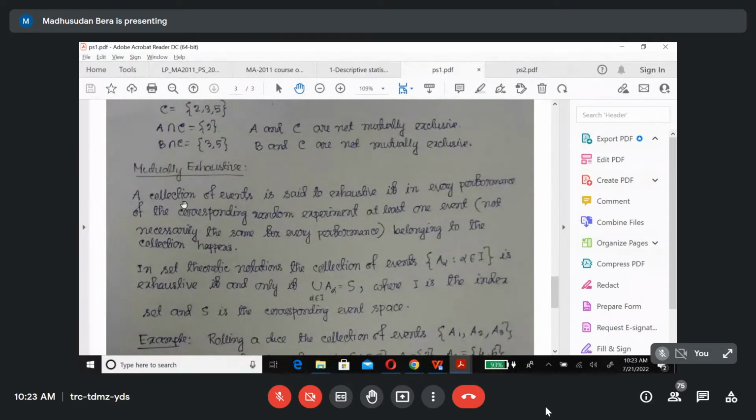Here it is given: a collection of events is said to be exhaustive if in every performance of the corresponding random experiment at least one event belonging to the collection happens. So a collection of sets will be given. Suppose A alpha is the collection of events. Then it is exhaustive if its union is equal to the whole sample space.